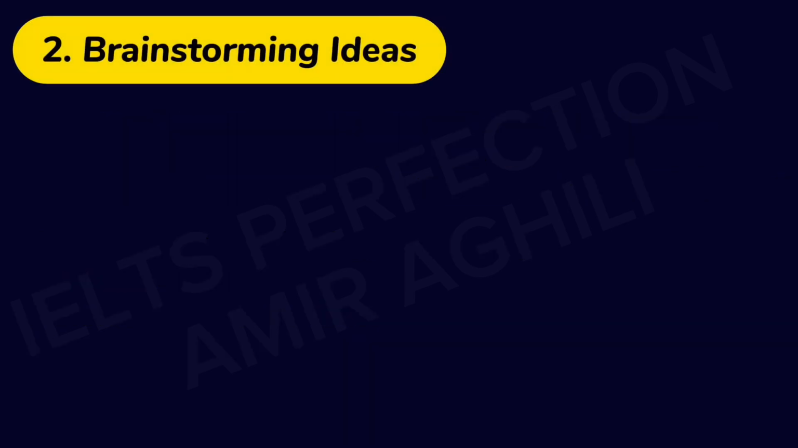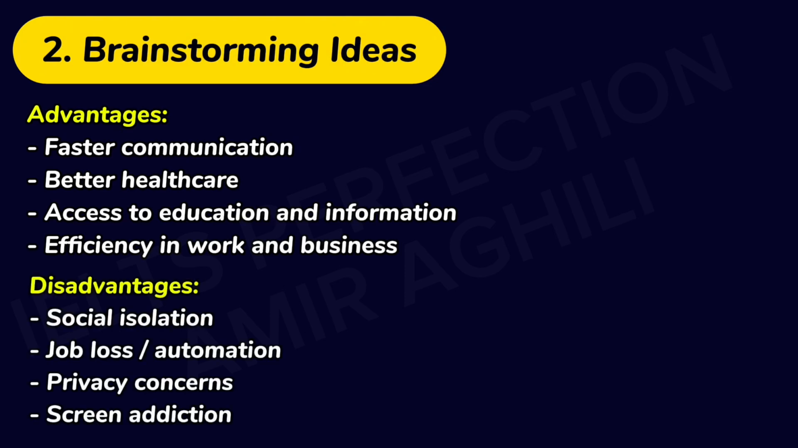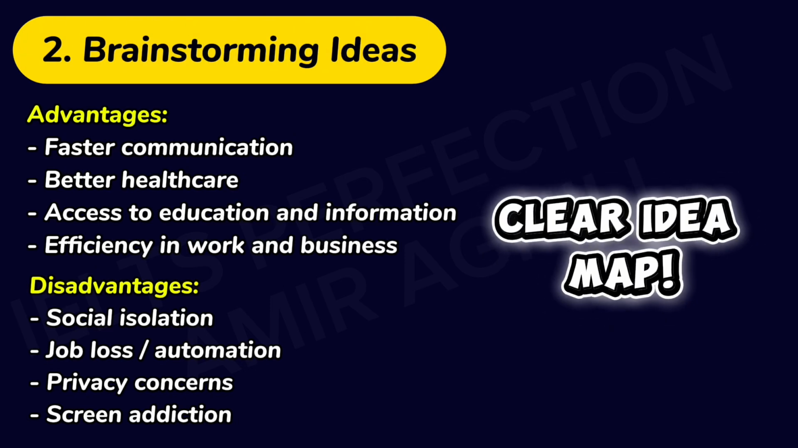Before we write, we need to brainstorm ideas. You don't need to worry about perfect words yet. Just think. For example, for advantages, these could be the ideas: faster communication, better healthcare, access to education and information, and efficiency in work and business. Disadvantages, on the other hand, could be social isolation, job loss or automation, privacy concerns, and screen addiction. So now we have a clear idea map. Band 9 essays always start with controlled planning.